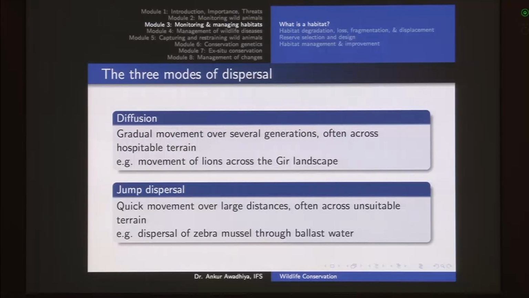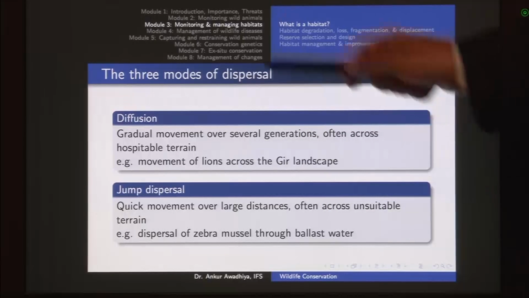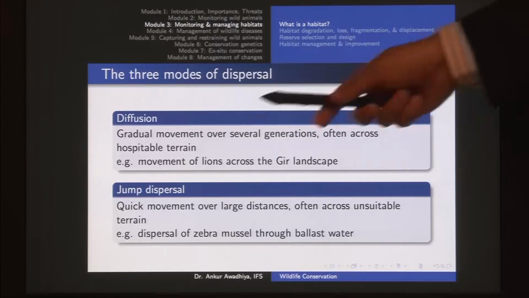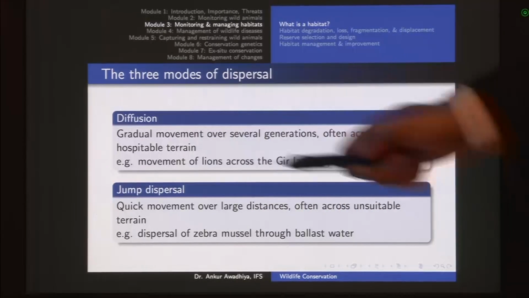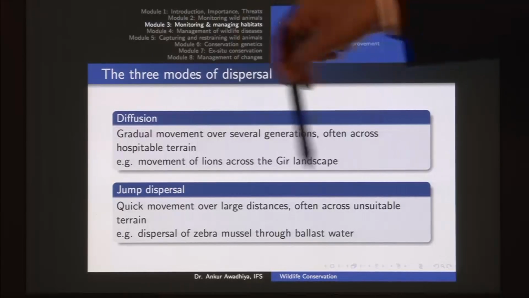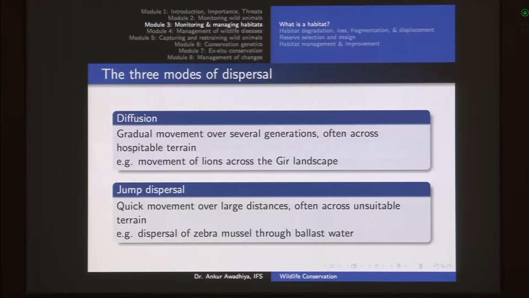So, we then had a look at different modes of dispersal. One is diffusion. Diffusion is gradual movement over several generations, often across hospitable terrain. So, essentially in this case you have a large area that your animal can move through. All that area is something where the animal can even live, but it is gradually moving across that terrain, like the movement of lions across the grid landscape. Jump dispersal is when your animal is jumping from one point to another point. So, everything in between is inhospitable. Here a good example is movement of animals through ballast water.